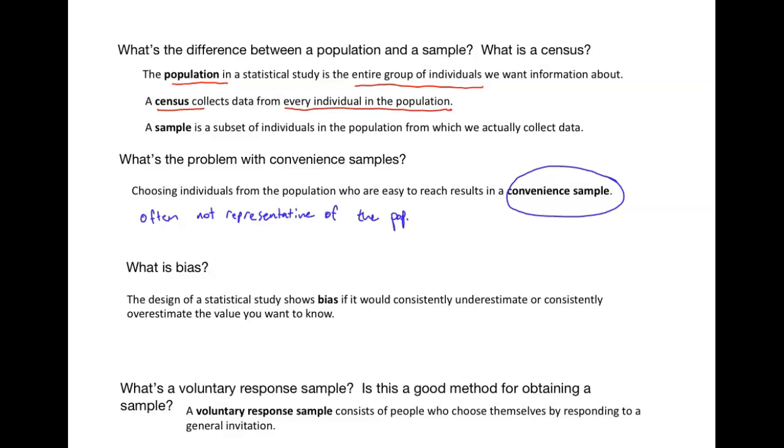My point is, if you go to a gun shop and take your sample, you're probably going to get a vastly different sample than if you went to multiple places at multiple different times. So a convenient sample often introduces bias. So what is bias? A statistical study shows bias if it would consistently underestimate or overestimate the value you want to know.